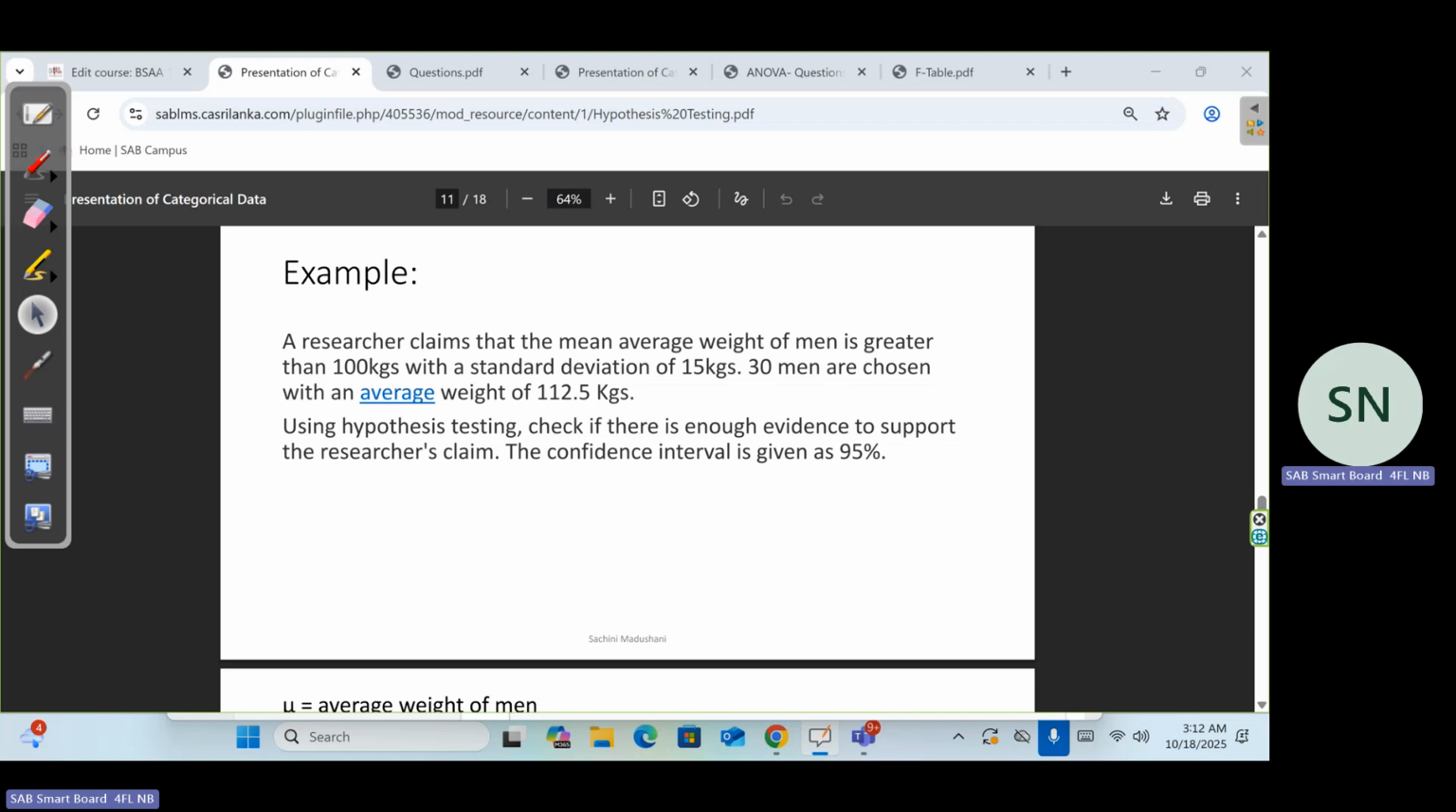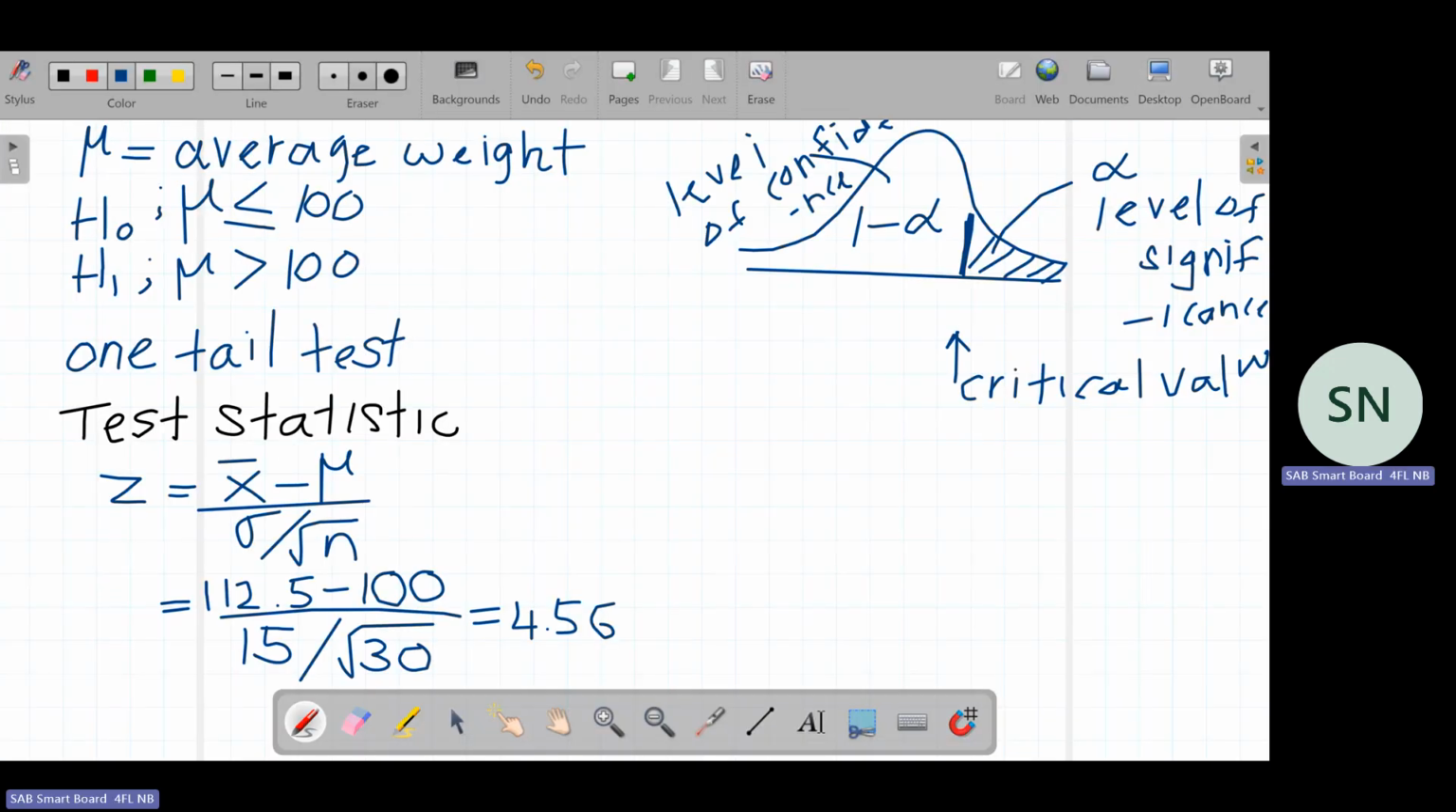Okay, then this question gives the confidence level. Confidence level is 95%. Then here, 95%. Then what is the alpha? 5%. Alpha is 5%. Then the area is given. Okay, probability values are given. Now you need to find out the critical value.